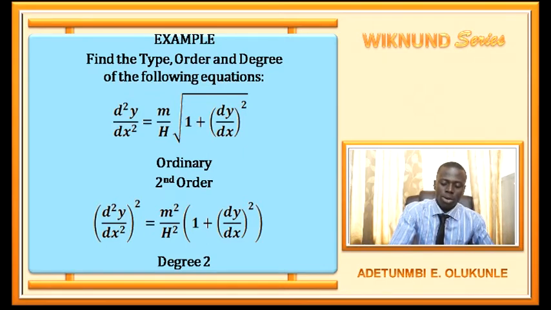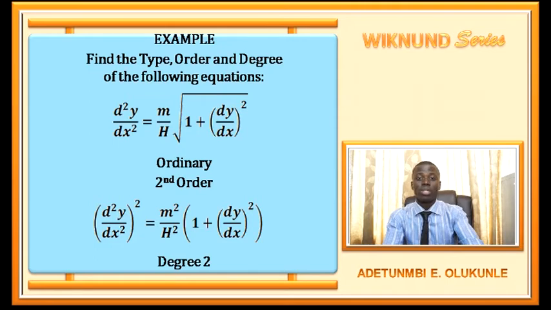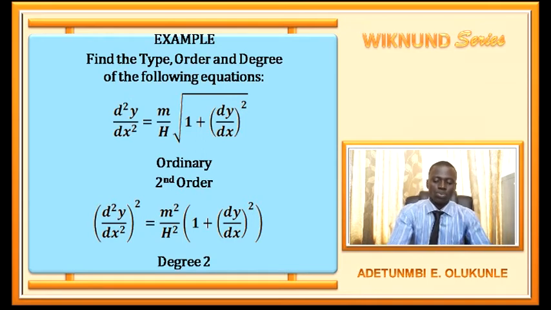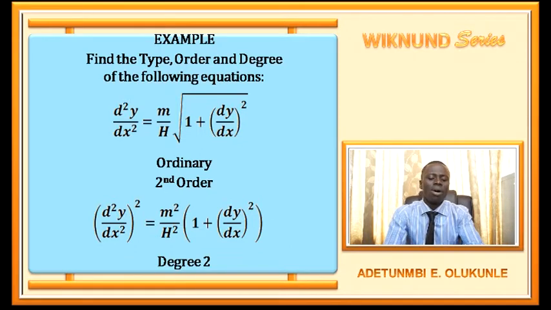Let's check the order first. What's the order? We have the dy/dx in this equation, but this is not the highest derivative we have. We also have the d²y/dx² in the equation. So because this is the highest derivative we have, it's of order 2. But what is the degree? Though we have the d²y/dx² to the power 1, yet we can't conclude. Why? Because we have fractional power in the equation.